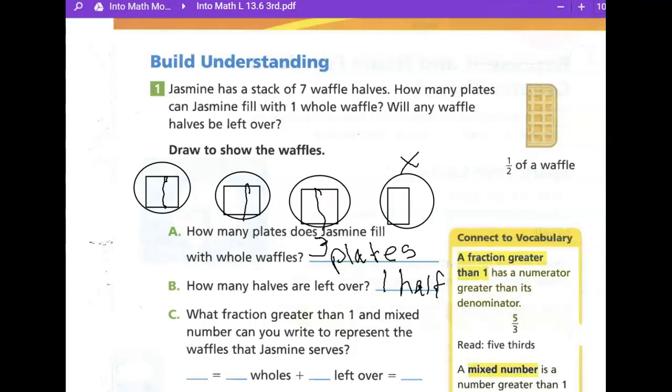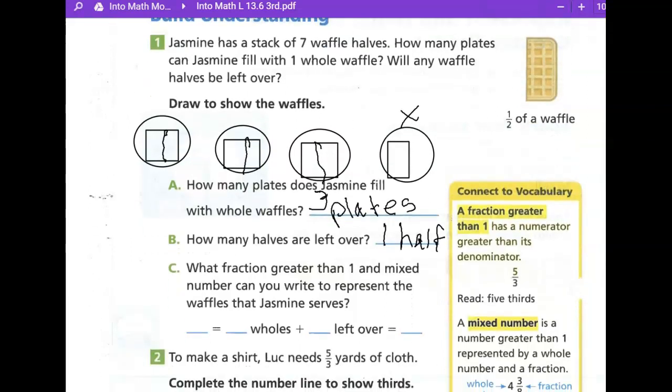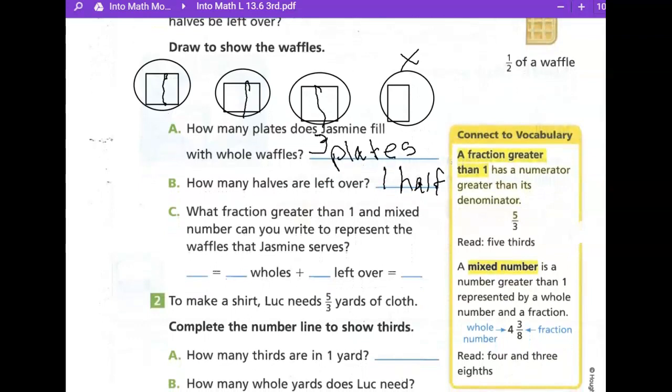What fraction greater than 1 and mixed number can you write to represent the waffles that Jasmine has left over? Well, let's go over here because we haven't really talked too much about a mixed number. A fraction greater than 1 has a numerator. Remember, the numerator is this top part. That's the numerator. And the bottom is the denominator. So a fraction greater than 1 has a numerator greater than its denominator.